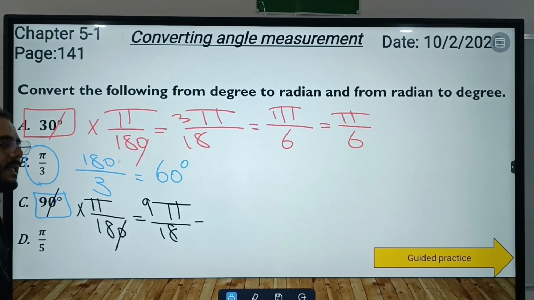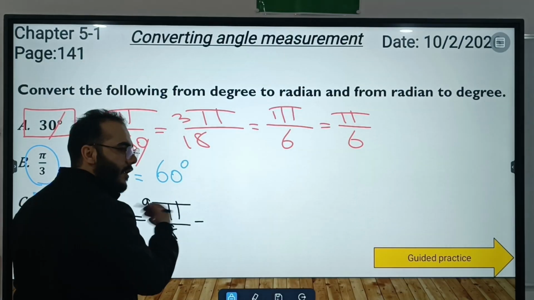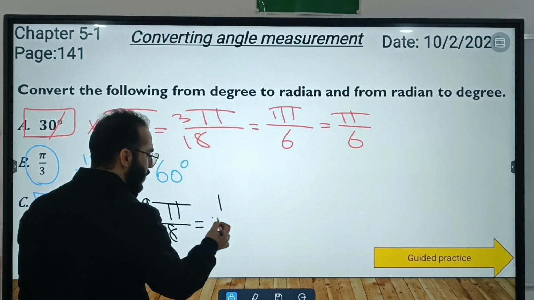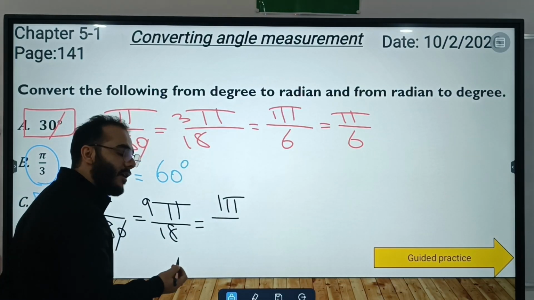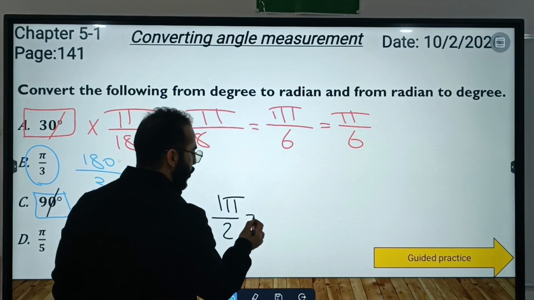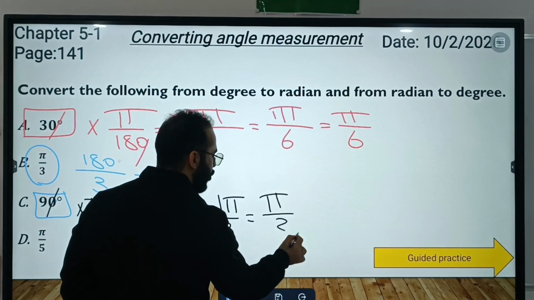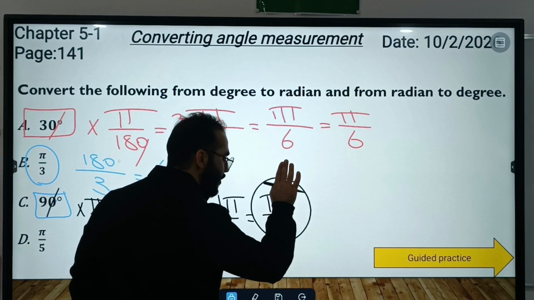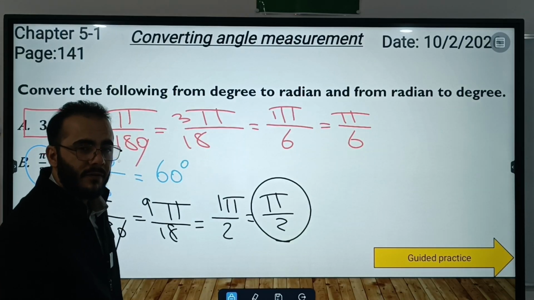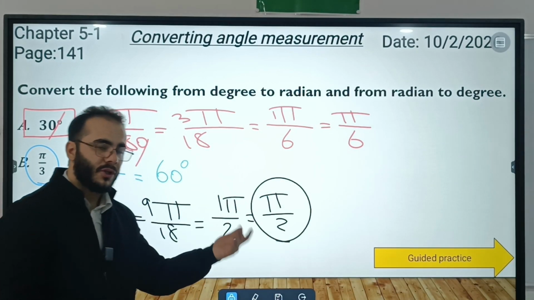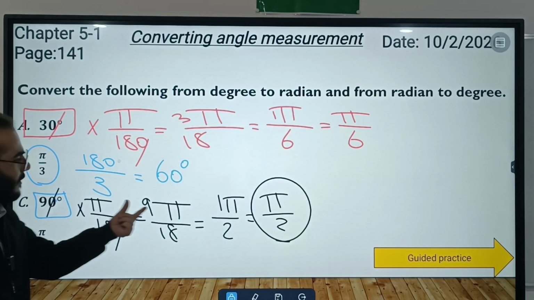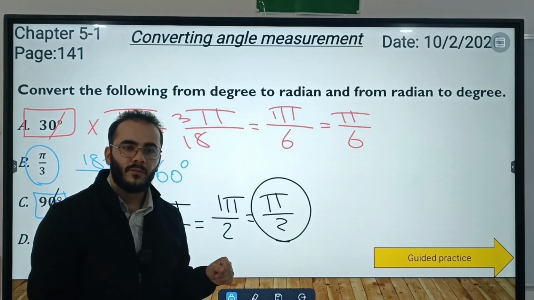So 9 over 18. Clearly, it's clear that we can simplify it, right? By what? By 9. 9 divided by 9? 1. So 1 pi over 18 divided by 9? 2. So basically it equals to pi over 2. You need this angle a lot. A lot. You have no idea how much you are going to face it in the future, inshallah. So 90 equals to pi over 2.